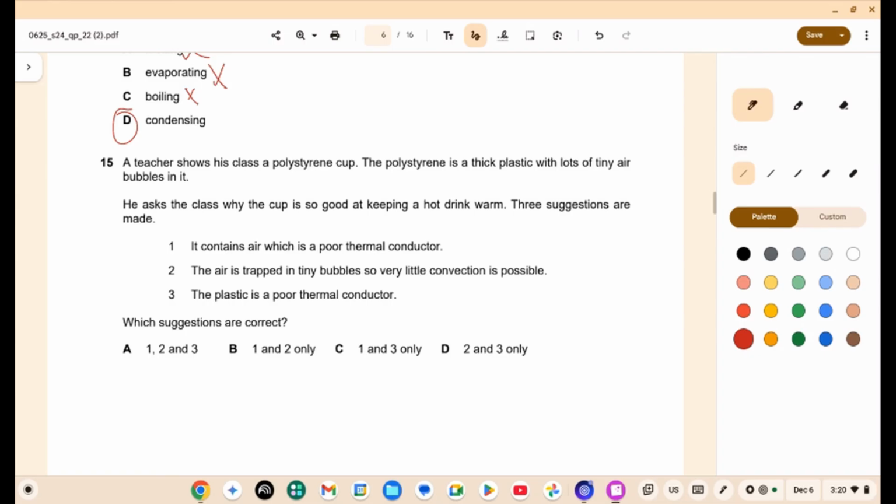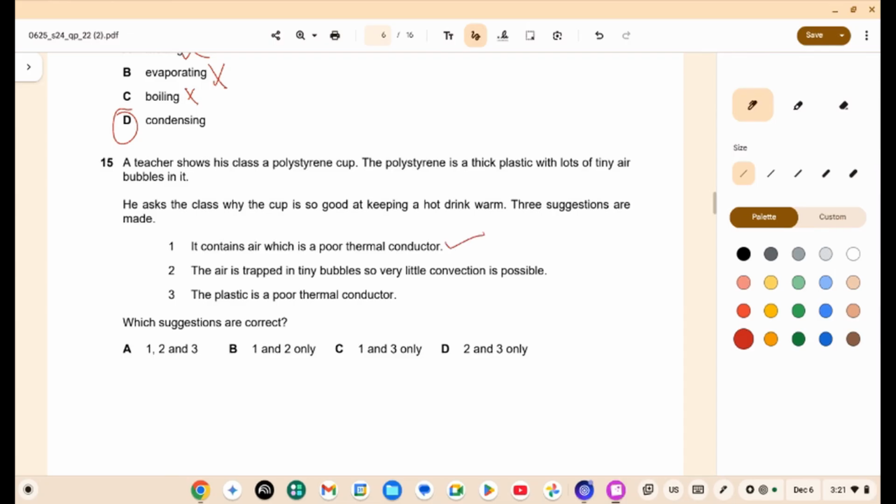Question 15. A teacher shows his class a polystyrene cup. The polystyrene is a thick plastic with lots of tiny air bubbles in it. He asks the class why the cup is so good at keeping a hot drink warm. Three suggestions are made. Number 1, it contains air, which is a poor thermal conductor.